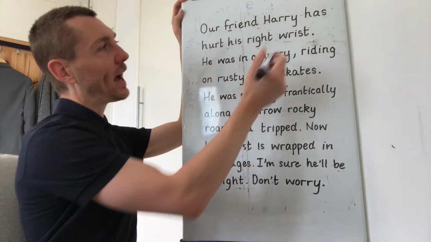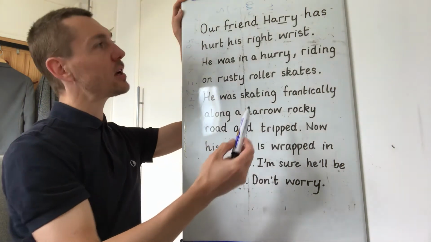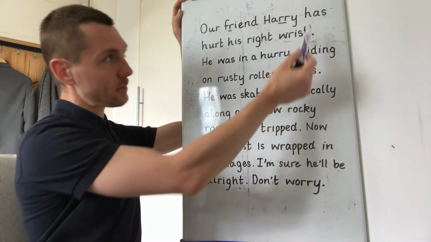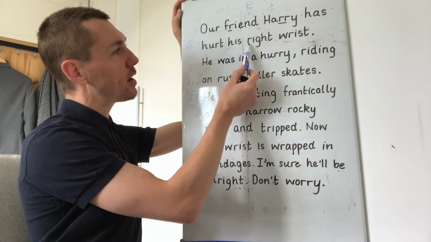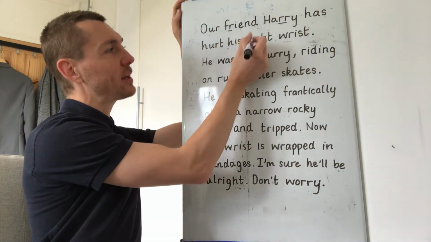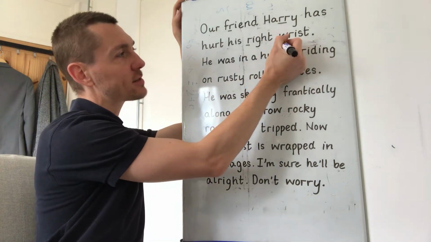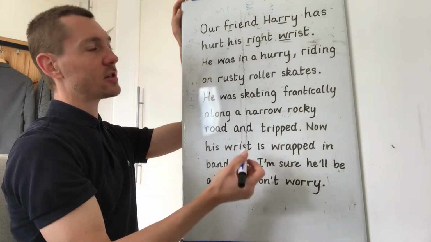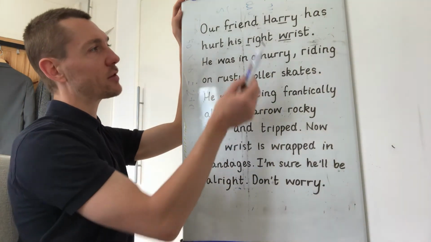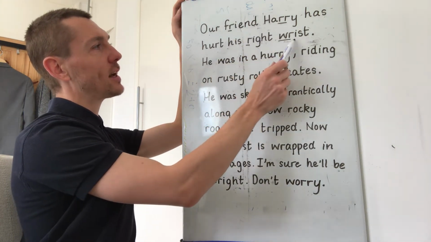Friend. Harry has the double R spelling, so you should have written that down too. Harry. Hurt his right. Now, the word right has the R spelling, so you should have written right. And wrist has the WR spelling, so you should have written that too. Wrist. So in the first sentence, you should have written in your list: friend, Harry, right, and wrist.